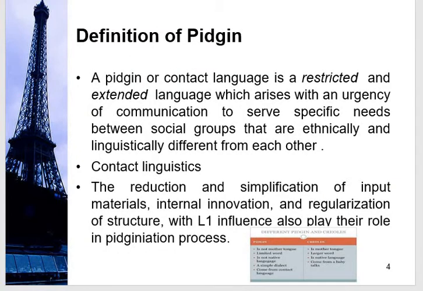Okay, come to the definition of pidgin. A pidgin or contact language is a restricted and extended language which arises with an urgency of communication to serve specific needs between social groups that are ethnically and linguistically different from each other.